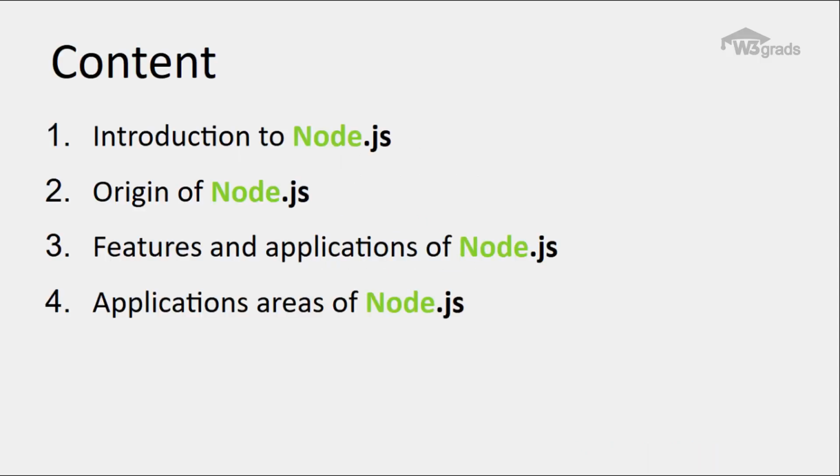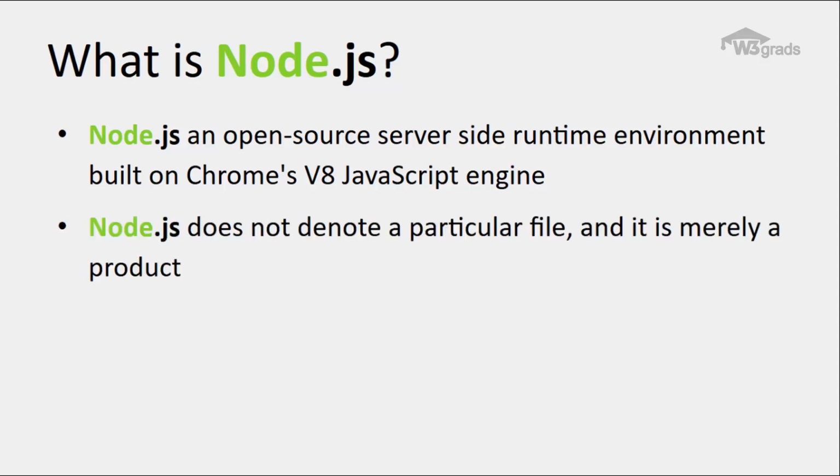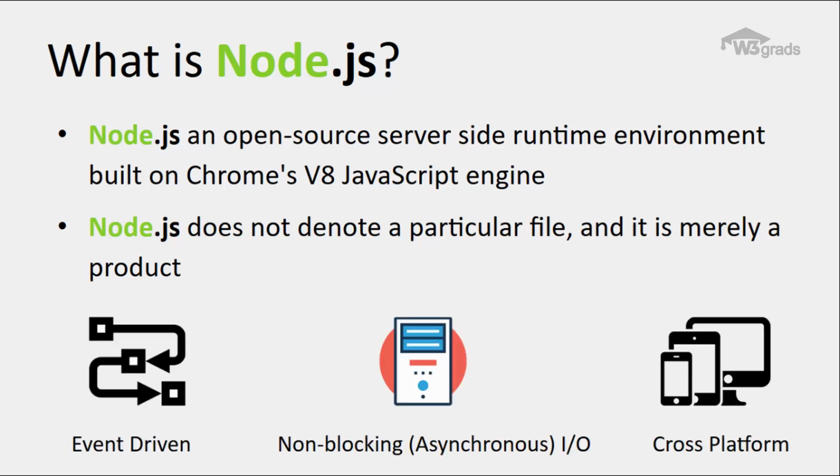In this video, we will get an introduction to Node.js, its history, features, and applications. So, let's get started. Node.js is an open-source server-side runtime environment built on Chrome's V8 JavaScript engine. Although .js is the standard filename extension for JavaScript code, the name Node.js does not refer to a particular file in this context, and is merely the name of the product. It provides an event-driven, non-blocking, asynchronous I/O, and cross-platform runtime environment for building highly scalable server-side applications using JavaScript.